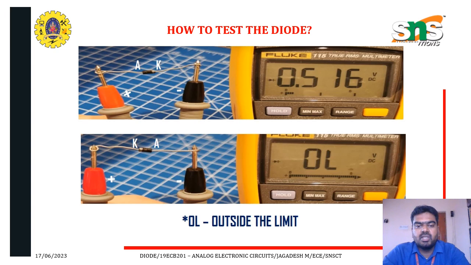And how to test the diode? Using a multimeter, if you connect the positive terminal to the anode and the negative terminal to the cathode, it will show some voltage value, as I told you. Even in the no biasing condition, there is a junction in the PN junction diode, and the junction has some potential. So if the multimeter shows the potential value, the diode is in working condition. If it is not showing any value, it is not working properly. From that we can come to the conclusion.